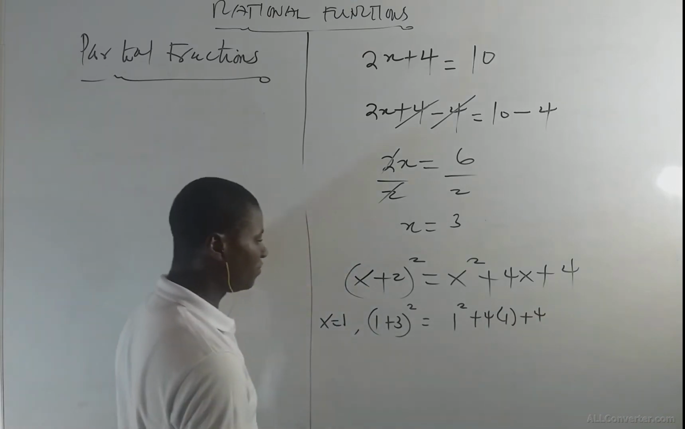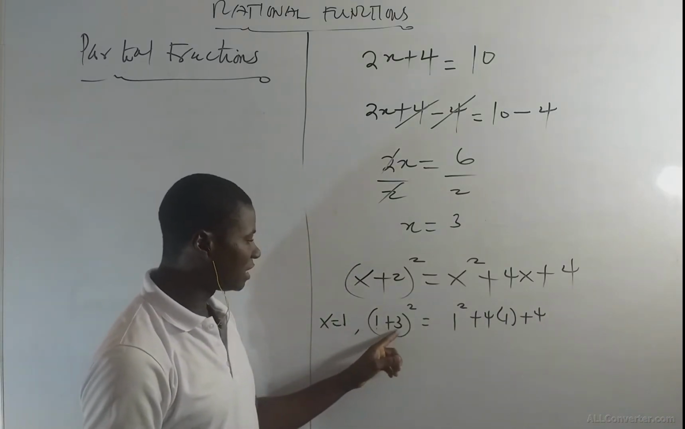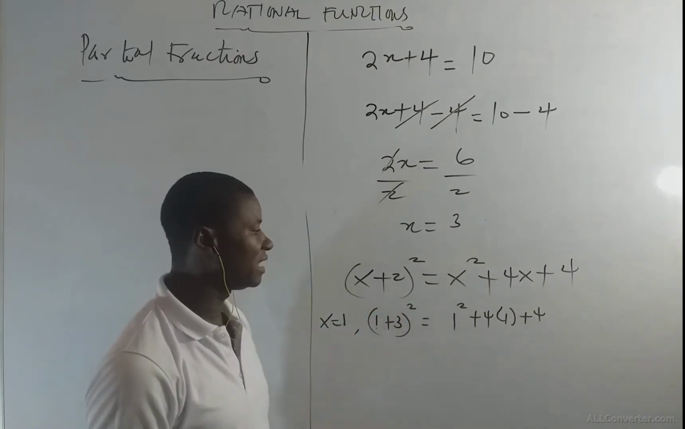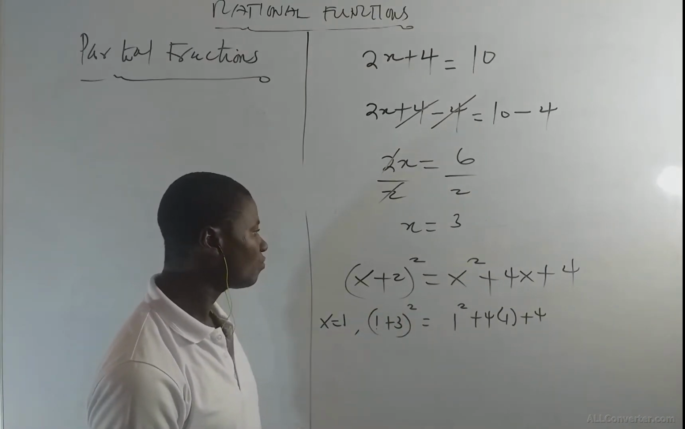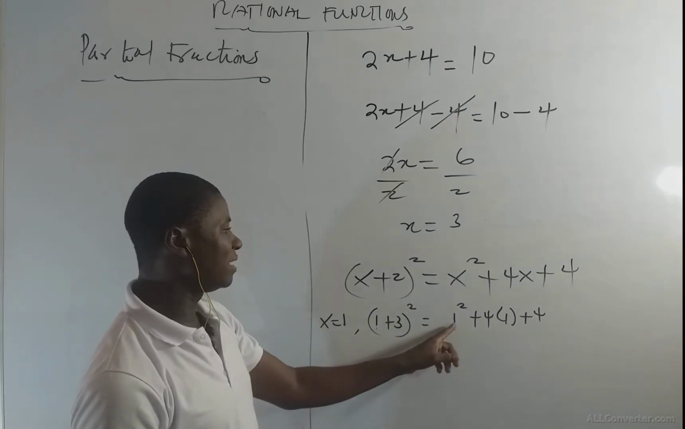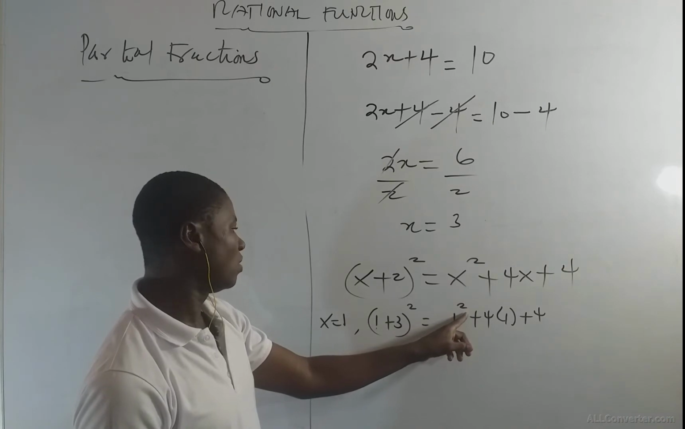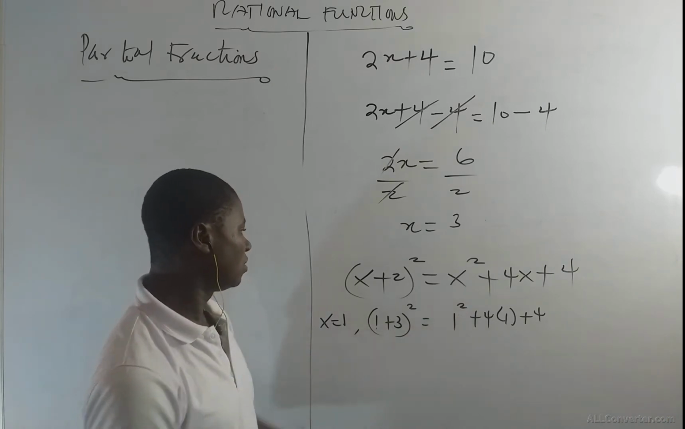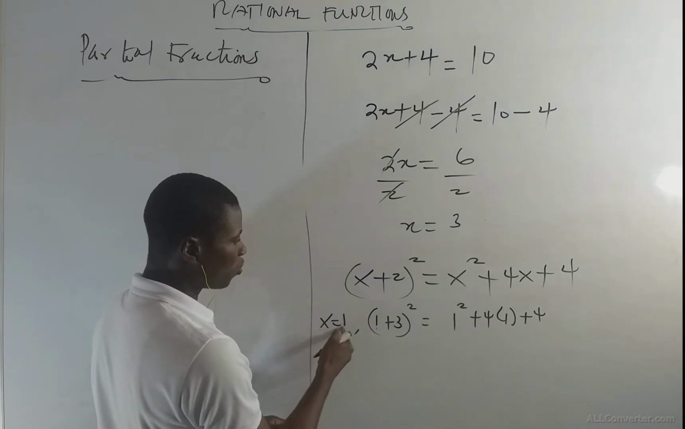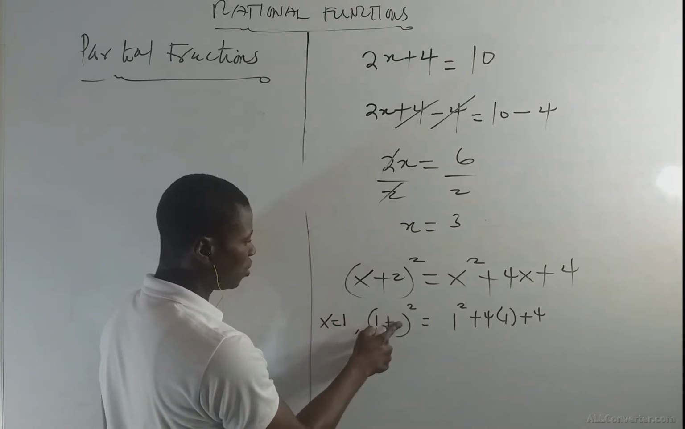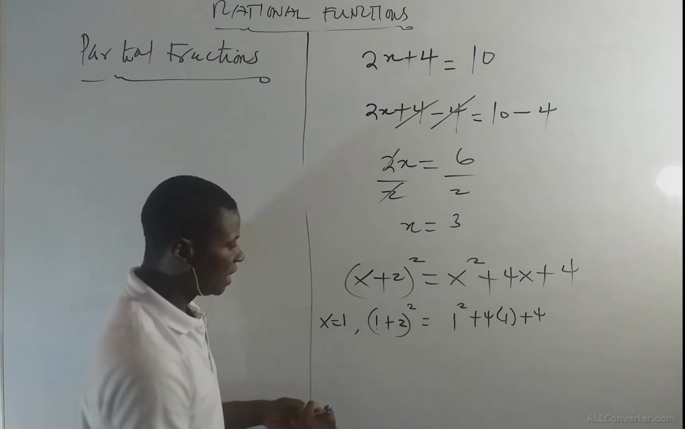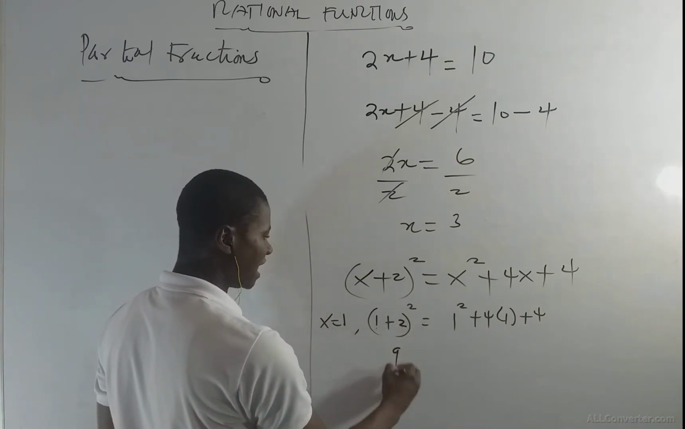So if you want to simplify, then 1 plus 3 is 4. 4 squared will give us 16 on the left-hand side. Okay, so let's simplify the right-hand side and see. Don't forget, please, it's x plus 2 rather. So if x equals 1, then it's supposed to be 1 plus 2. That means 1 plus 2 is 3, and 3 squared will give us 9. So 9 on the left.